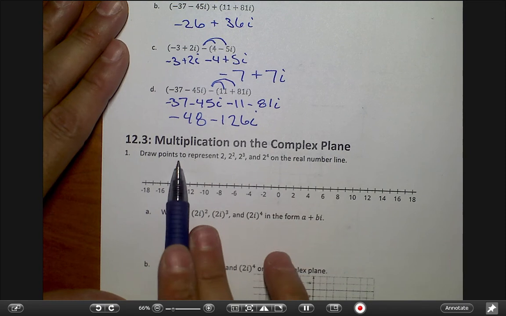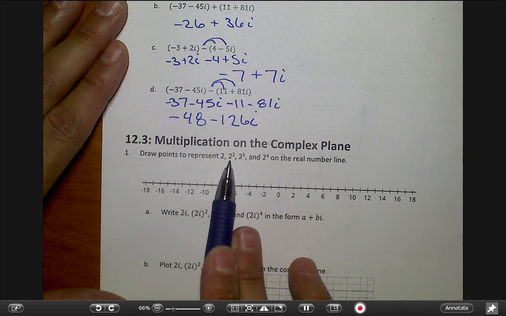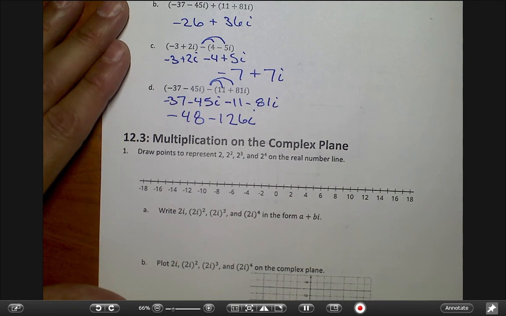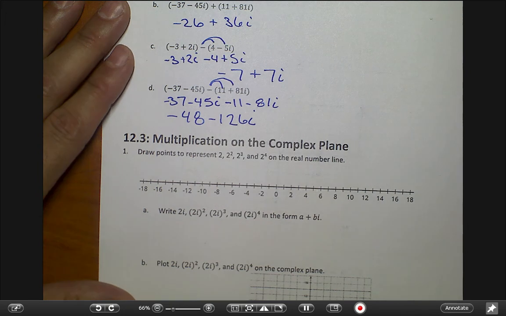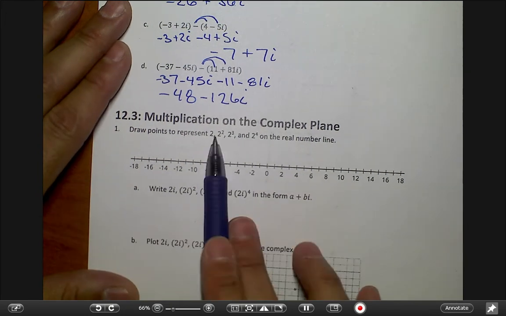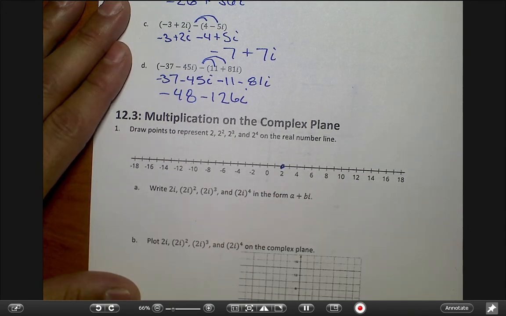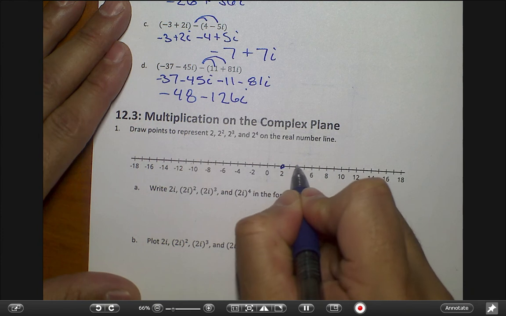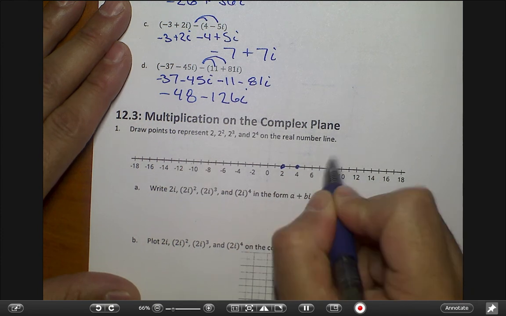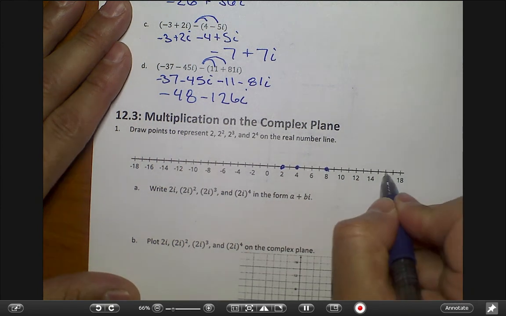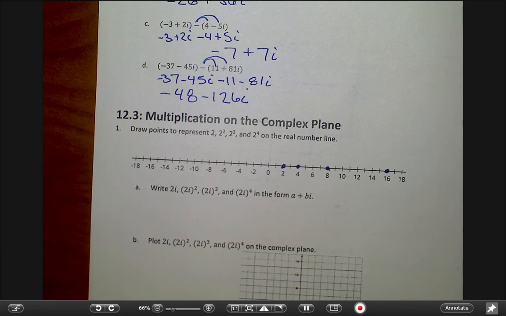Okay, draw points to represent 2, 2 squared, 2 cubed, 2 to the 4th on the real number line. Okay, where's 2? What's 2 squared? 2 cubed? 2 to the 4th? There we go.